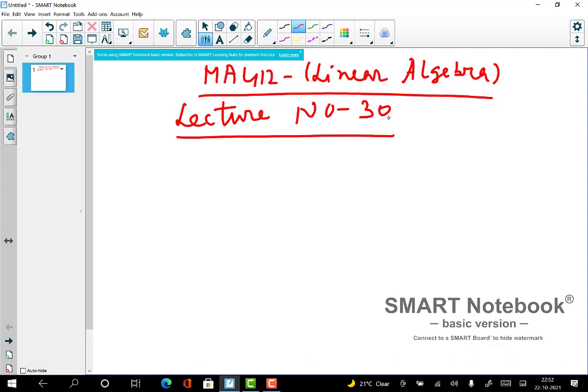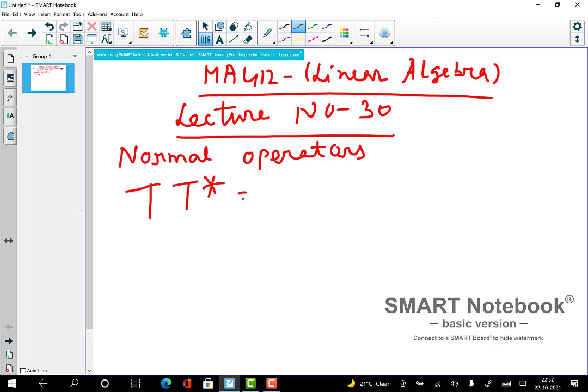Okay, now recall that we are discussing normal operators in our last lecture. We defined normal operators as those operators on an inner product space such that the operator commutes with its adjoint. So the adjoint exists and they commute with the adjoint. Then we call this a normal operator, right?